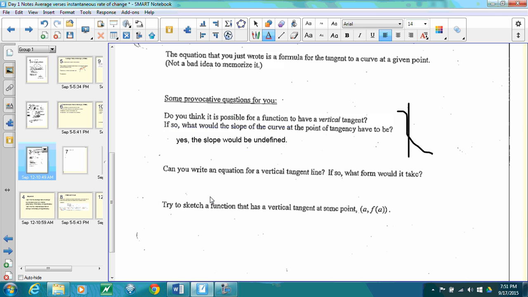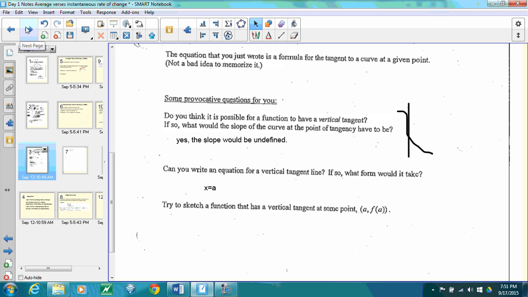And then the second question is, can you write an equation for a vertical line? If so, what form would it take? And we should remember from Algebra 1, the equation of a vertical line is x equals, and we'll call it a, for the x coordinate. And then the last thing on here is try to sketch a function that has a vertical tangent. So this would be my example, and this would be my a, f of a.